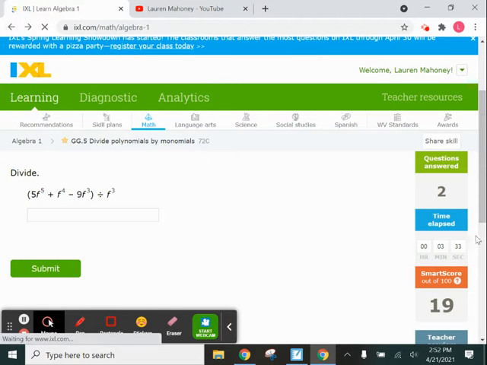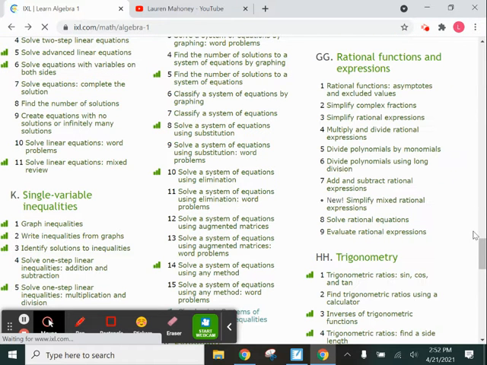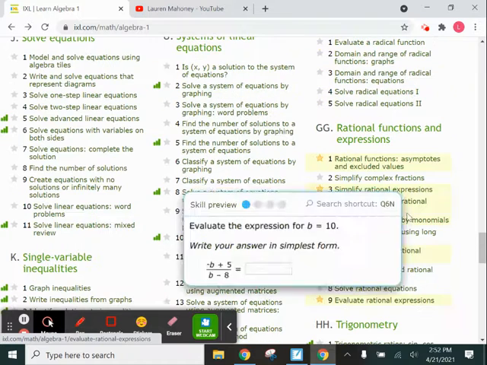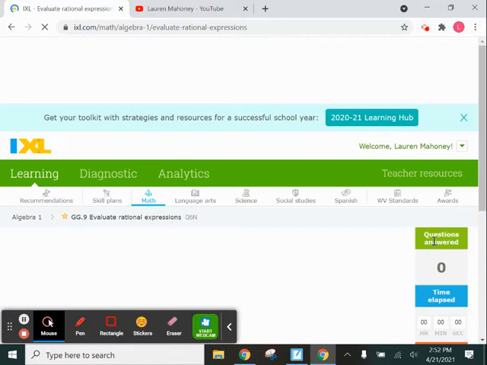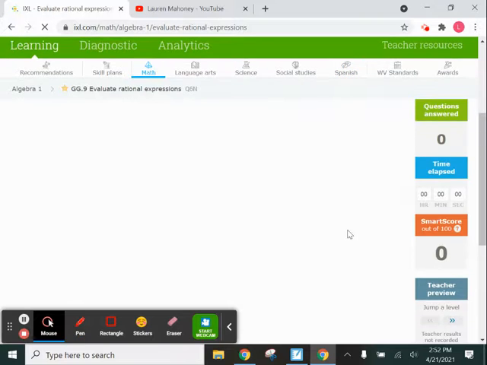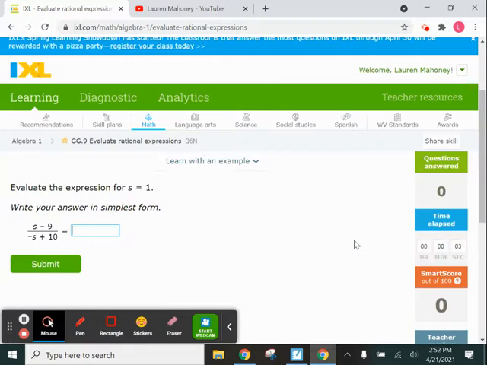So let's go back now, and we are going to take a look at GG9 this time, which is evaluating rational expressions. I threw this one in here because I think it's one of the easier ones in this section. Notice it says evaluate the expression for s equals 1. So all you're doing is replacing the letter that it tells with the number that it gives.